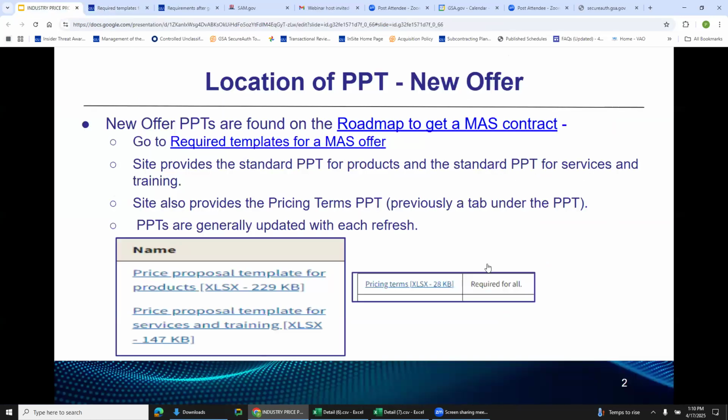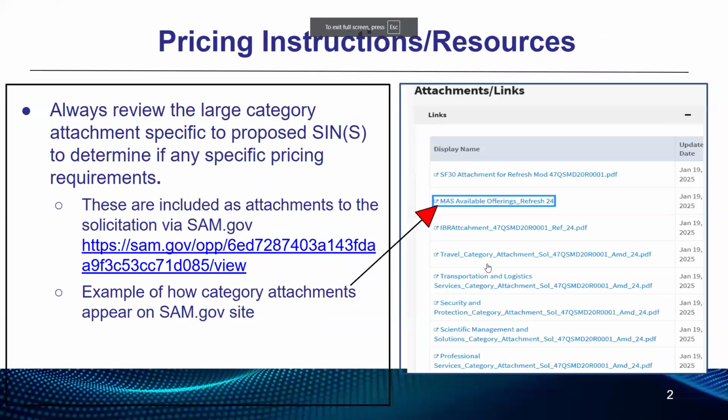Okay. Like I said, price proposal templates are generally updated with each refresh, so just make sure you're always downloading the most current version. So also always review the large category attachments specific to your proposed pricing to make sure that you are meeting the requirements for that particular large category. So just something to remember. There is an available offering spreadsheet that you can use as well that kind of gives you some of the specific requirements.